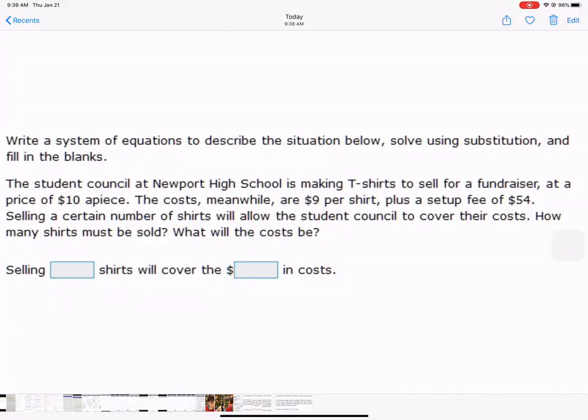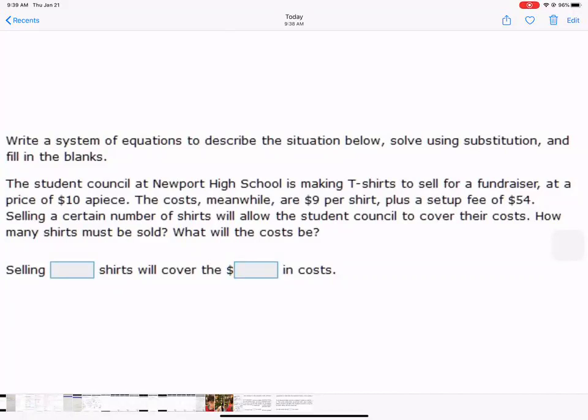Whenever you make a t-shirt, I'm not sure if you guys have done this before, but they always charge you a setup fee, whether it's a design fee or for print screening, they have to buy materials to start the silk screening. So they have a setup fee. Selling a certain number of shirts will allow the student council to cover their costs. How many shirts must be sold and what will their costs be?